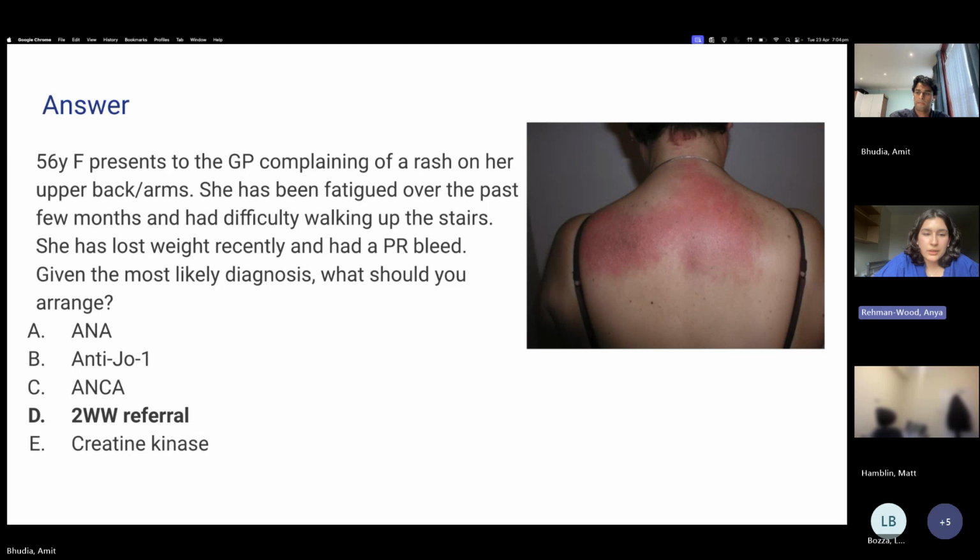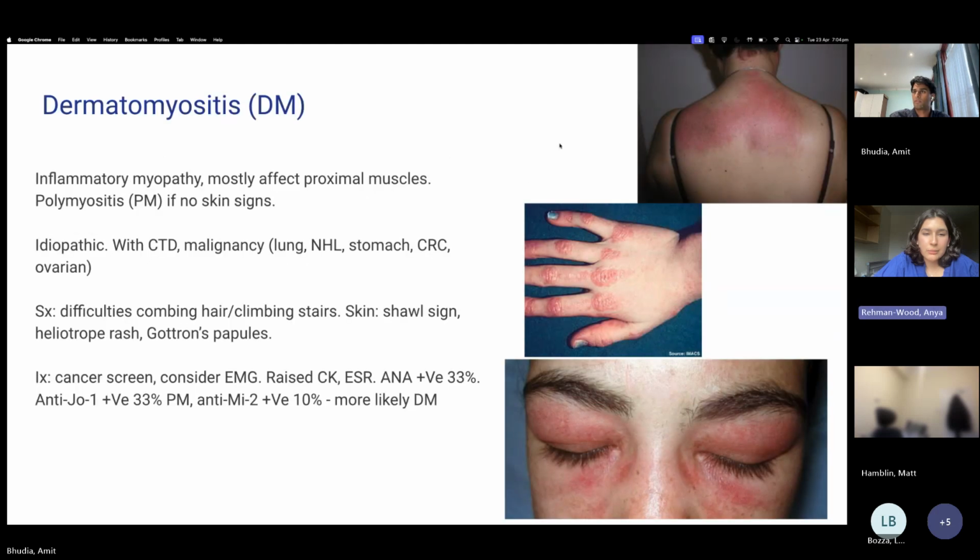So if we just move on to the next one. This is dermatomyositis, and probably the most important thing to know about it is that it's a paraneoplastic syndrome, mostly associated with visceral cancers, so gastric, colorectal, genitourinary, and lung cancers. The photo in the stem was of this shawl sign, and the other ones on this slide, we've got the Gottron papules and the heliotrope rash. So if the patient had similar symptoms but none of these skin manifestations, then the diagnosis would be polymyositis, but because they have the skin, it's dermatomyositis.